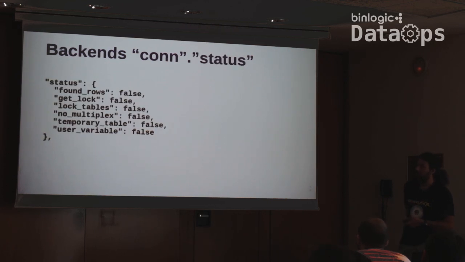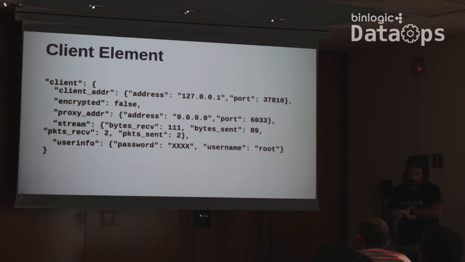Here the status, for example, shows if there is any table that is being locked, or if any temporary table was created. This information is very useful if we try to understand why multiplexing is enabled or not. Here you also have information about how many bytes are being sent and how many bytes are being received, and this information is available for every connection. So all those metrics are exported.